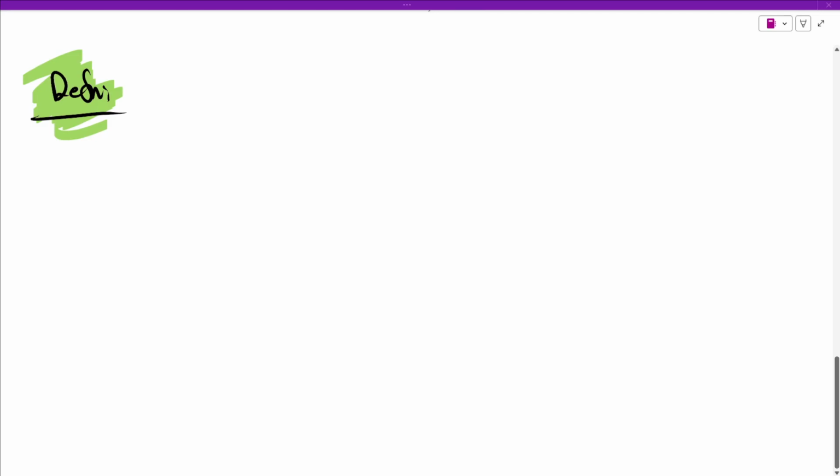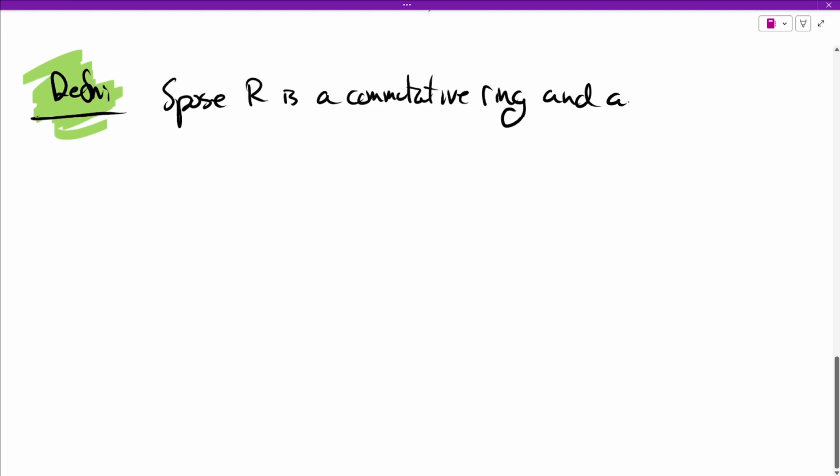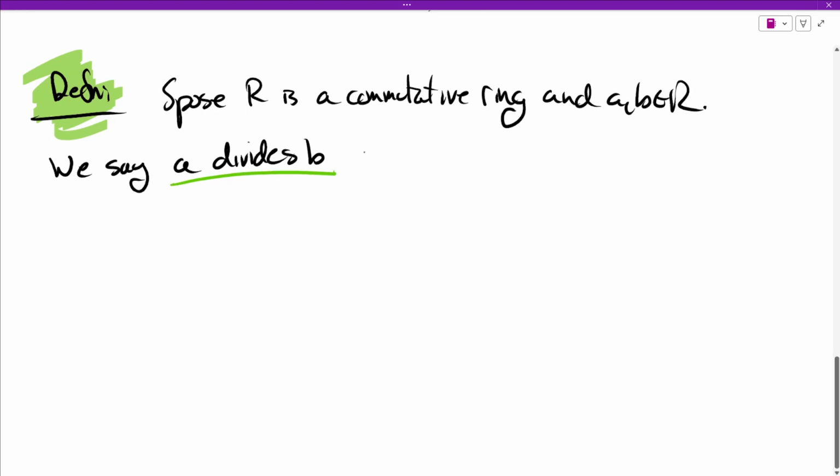We're now going to introduce the idea of divisibility. And so let's get started with that. Suppose that R is a commutative ring, and we have two elements of R. Well, just like with the integers, we're going to say that A divides B if there exists some C in R such that B is equal to AC.